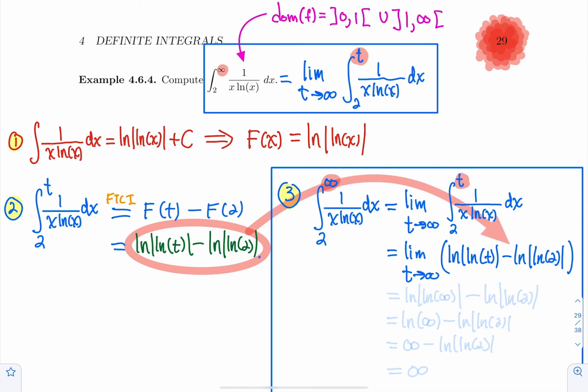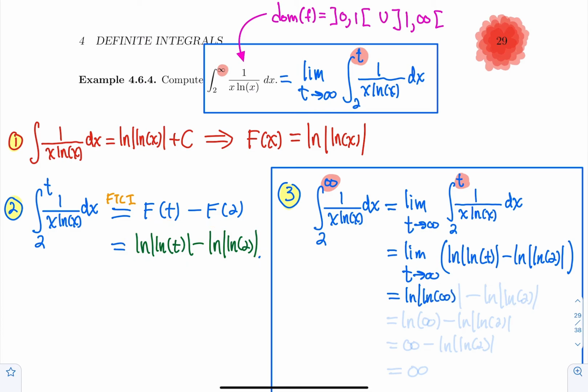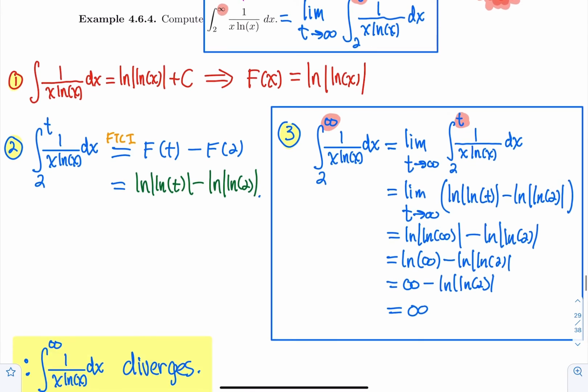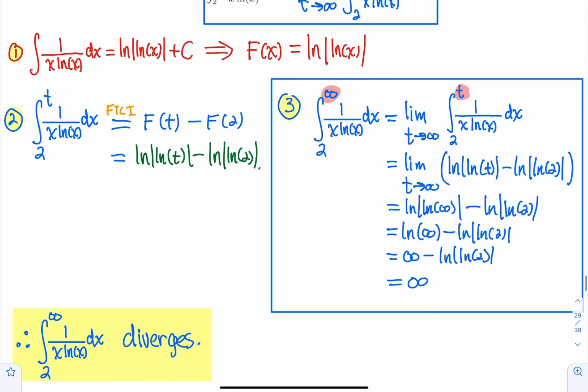Now you just plug infinity in there, you get ln of ln of infinity minus ln of ln 2. Ln of infinity is infinity, so you get ln of infinity minus ln of ln 2, which equals infinity minus ln of ln 2. And that will be equal to infinity. Then the conclusion is the following: the integral from 2 to infinity of 1 over x ln x dx diverges.